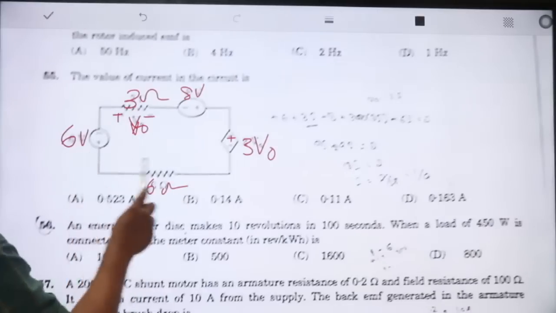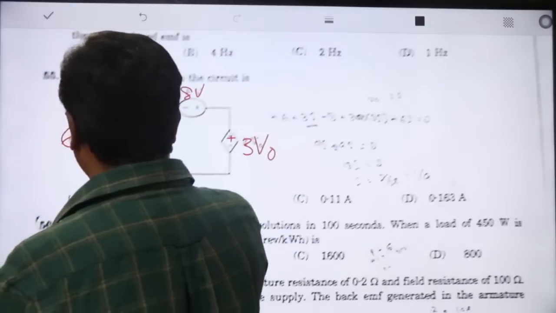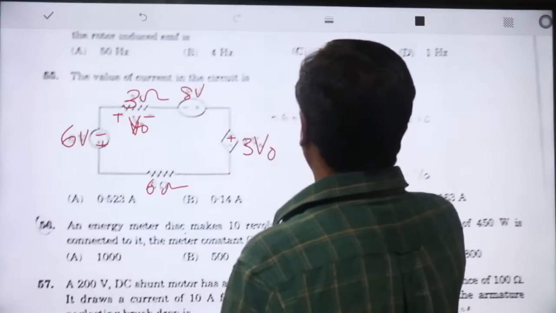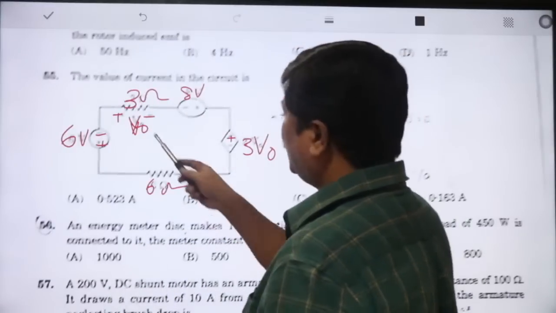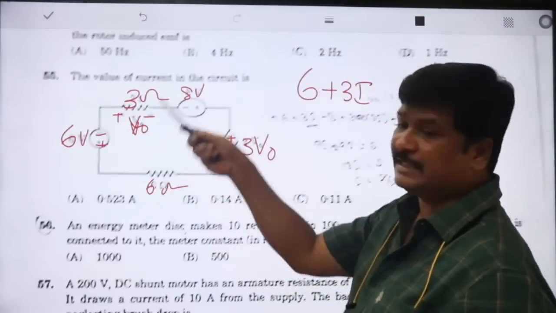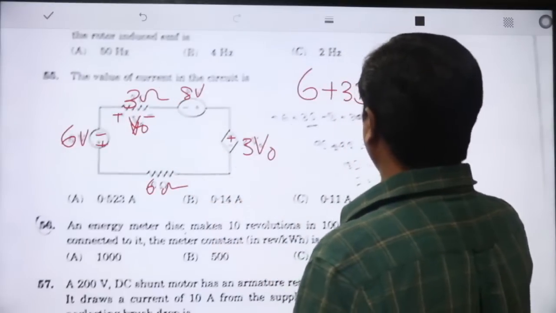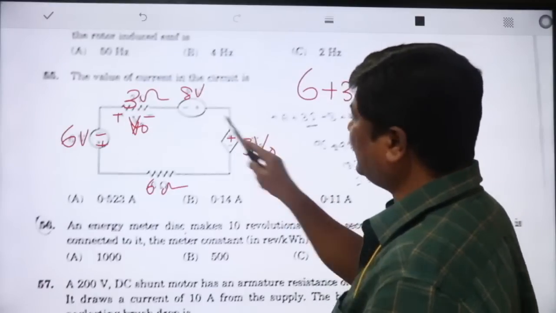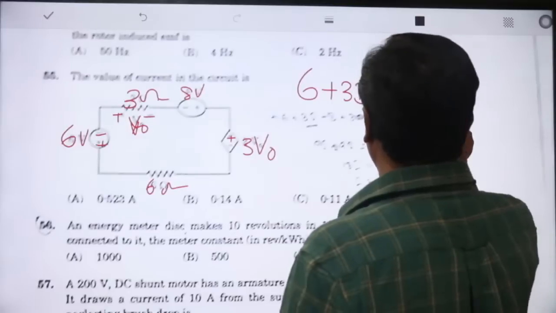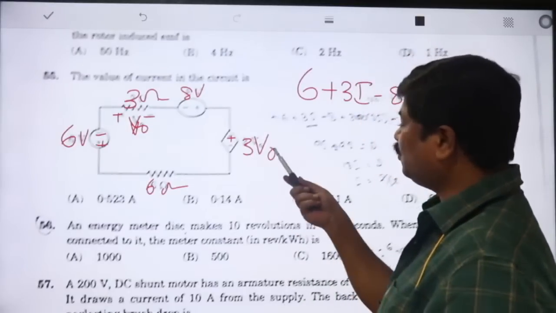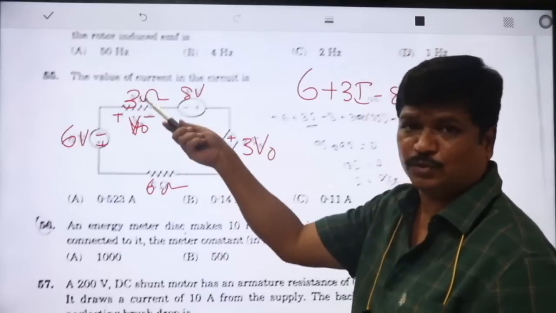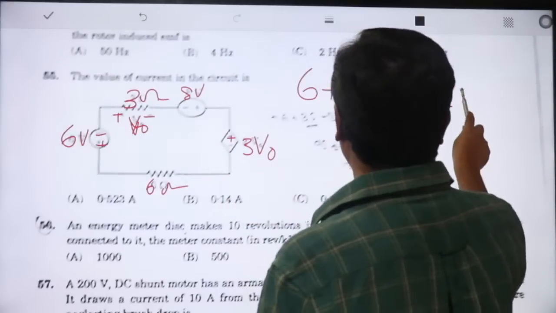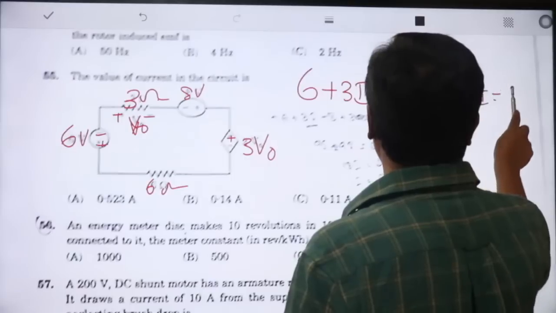What is the KVL? Plus 6. This is plus and this is minus. 6 plus 3 into I, 3 into I is equal to V0. Minus 8. Plus 3 into V0 means 3I, 9I. V0 is nothing but I into 3, so 3 into 3, 9I. Next, plus 6I. 6I is equal to 0.